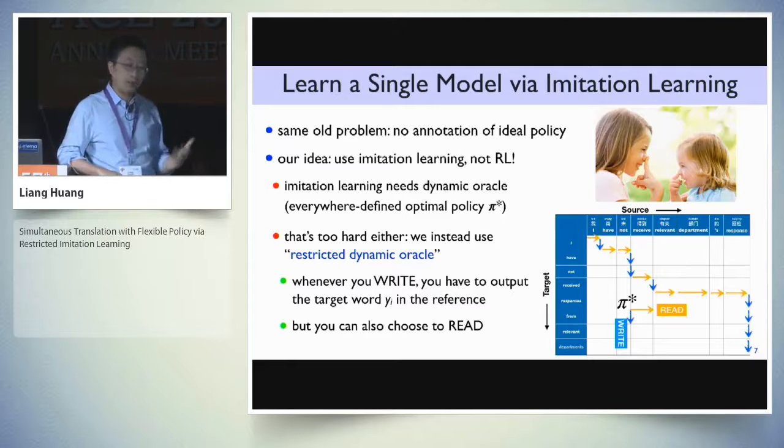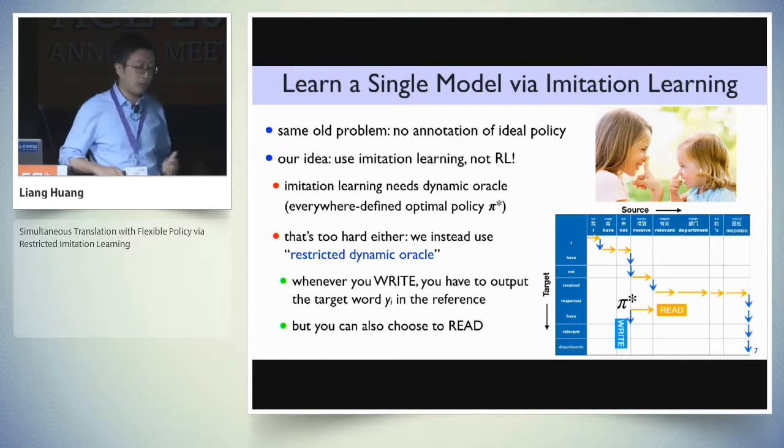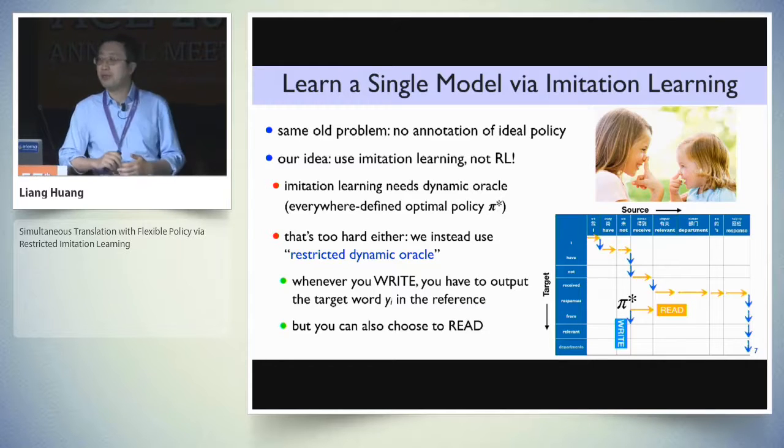Except for the same old problem: there's no annotation of the ideal policy, so you have to use either reinforcement learning or a weaker version, which is called imitation learning. But imitation learning is much easier than RL, though it requires a dynamic oracle, which is basically an everywhere-defined optimal policy pi star, which tells you the best action to take anywhere in your trajectory.